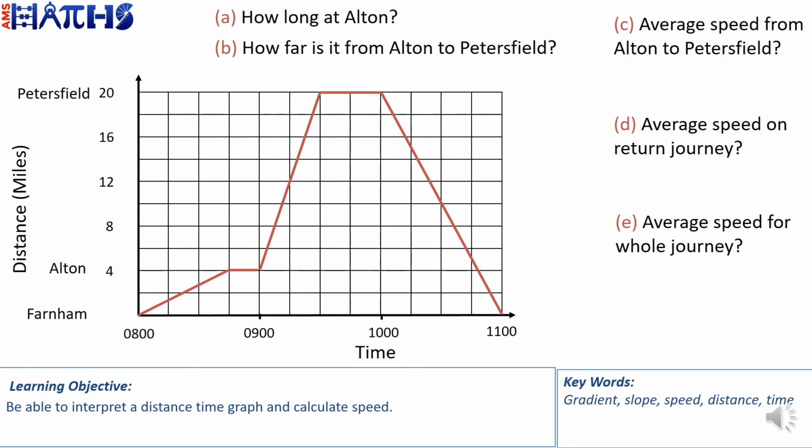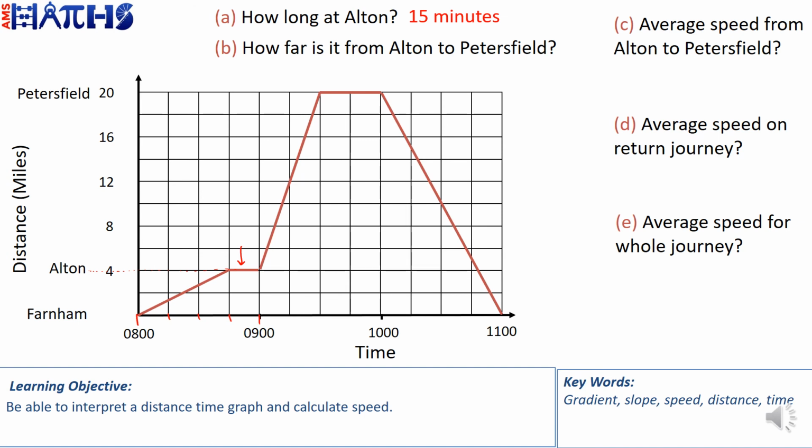Now if we look here, this is where Alton is, so we need to find out how long the train stopped. Now from this point to this point it's 1 hour, and that's split into 4, so 60 minutes split into 4 would be 15 minutes. So therefore the train would have stopped 15 minutes at Alton.